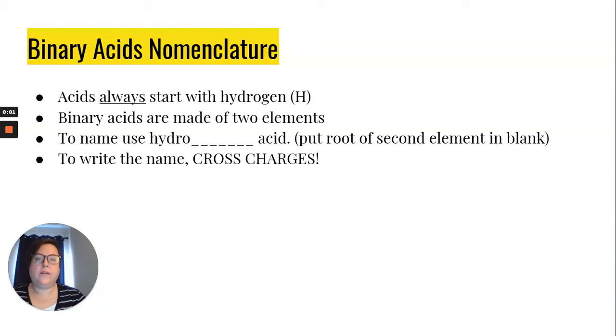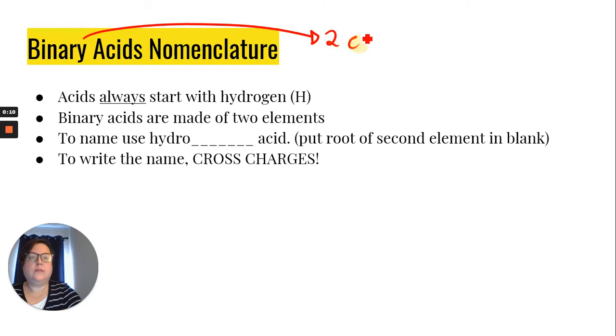A special class of covalent molecules are acids. Binary acids mean that it's made of two elements. So binary, two elements. So you should only have two capital letters. Acids always start with hydrogen. So when you have hydrogen listed in front, that's an indication that it's an acid.